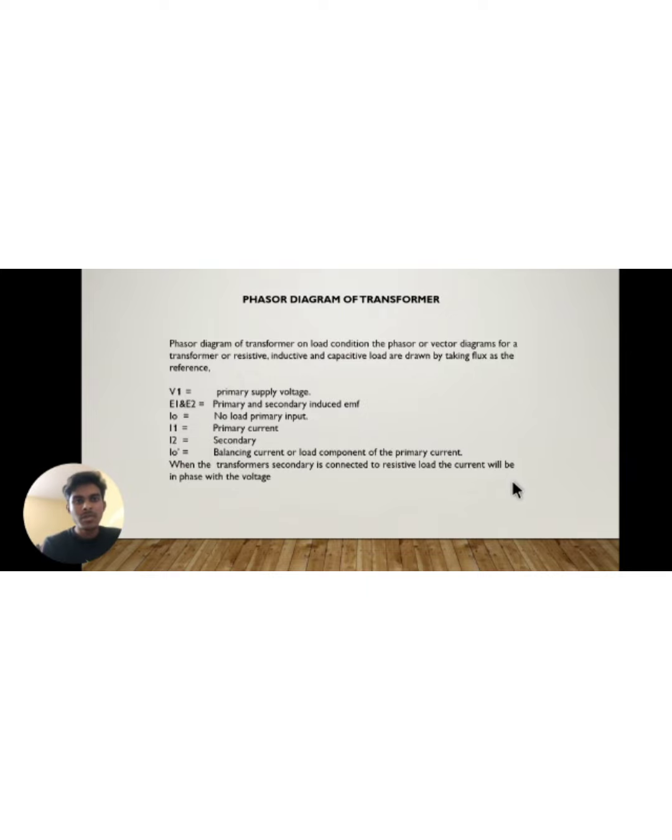When the transformer secondary is connected to a resistive load, the load current will be in phase with the voltage. The next slide will be presented by Vinayak.